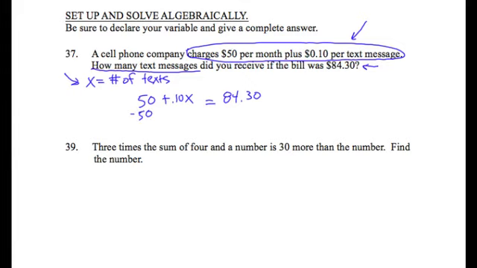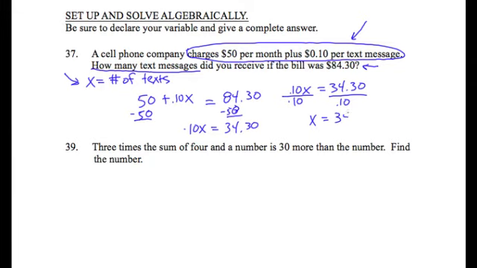So I'd subtract 50 from each side. Then I'd have 0.10x is equal to 84 minus 50, which is going to be 34.30. Now I'm going to divide both sides by 10 cents. So 0.10x equals 34.30. Divide both sides by 0.10. When we do that division, dividing by 0.10 is actually going to move the decimal to the right one spot. So it looks like we're going to get 343.